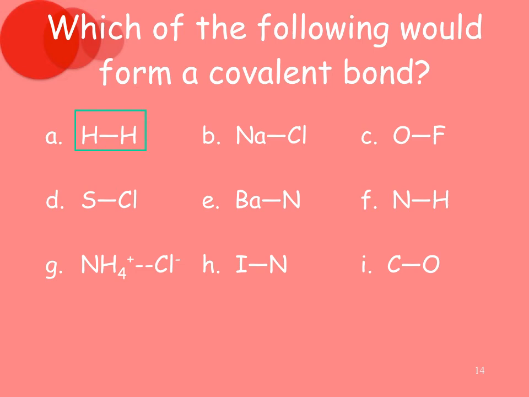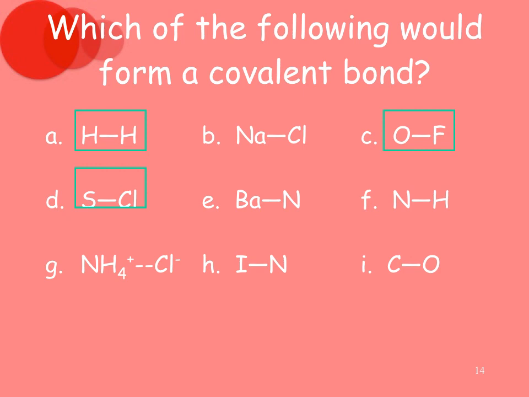Letter C, we have oxygen and fluorine. Both of them are on the right side of the periodic table. It's easier to just look at the right. There's only about 12 elements that we work with, and both of them are there, so that would be covalent. Letter D, sulfur and chlorine. Check to see if they're both on the right side of the periodic table. They should both be there, so that should also be covalent.